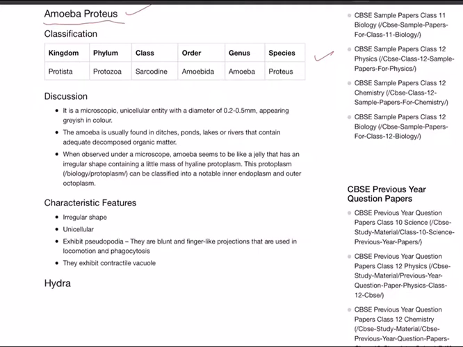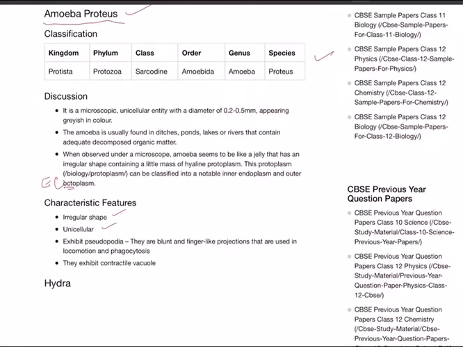Discussion: it's a microscopic unicellular entity with a diameter of 0.2 to 0.5 millimeter, appearing grayish in color. The amoeba is usually found in ditches, ponds, lakes, or rivers that contain adequate decomposed organic matter. When observed under a microscope, amoeba seems to be like a jelly with an irregular shape containing little bars of hairline protoplasm. This protoplasm can be classified into a notable inner endoplasm and outer ectoplasm. This should be ectoplasm, okay?